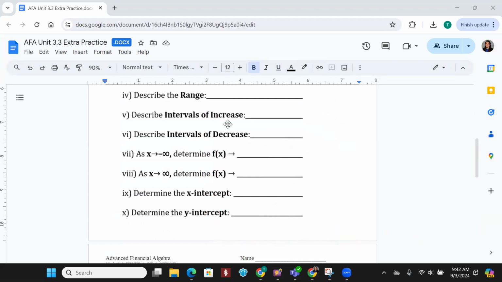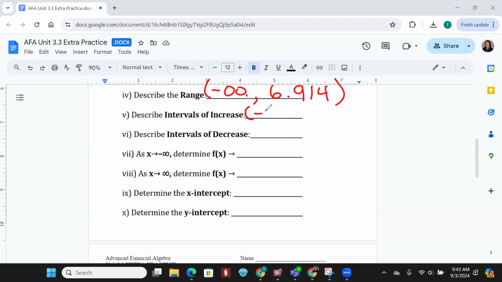All right, range. You always want to put the lowest to the highest. I'm sorry, bottom to top. So bottom to top. So don't list 6.914 first. Do the bottom to top. All right. Increase and decrease.